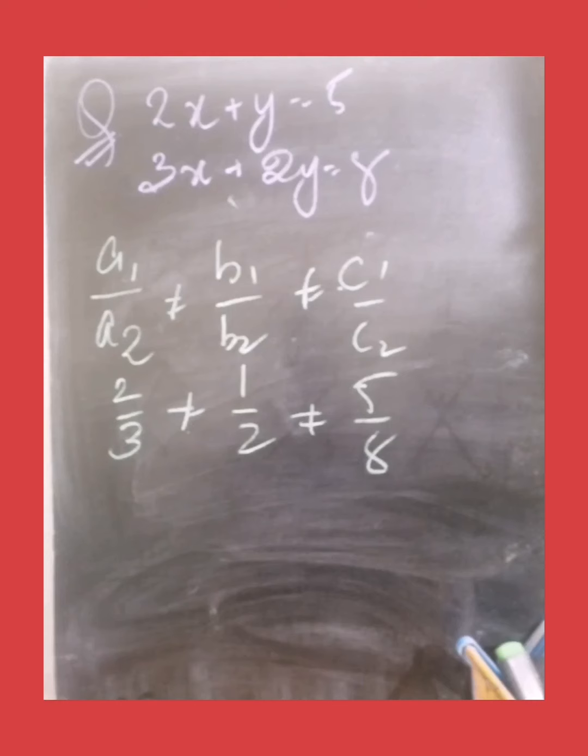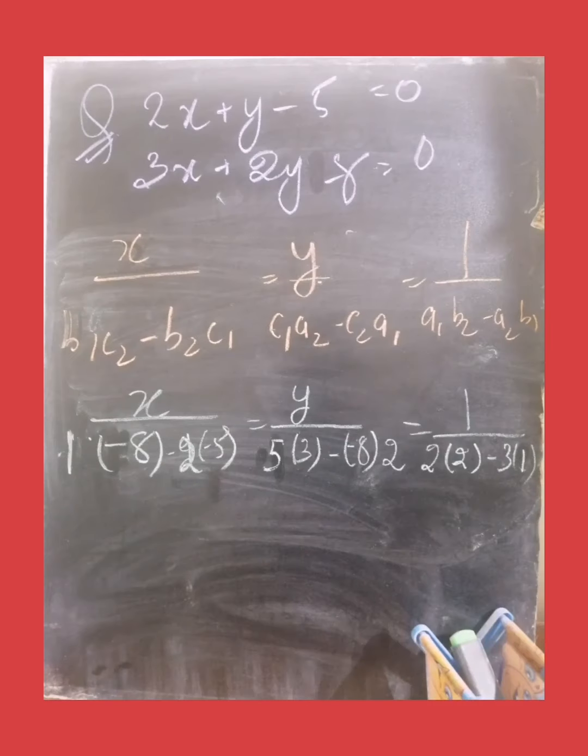It should be consistent. So here I have used the algebraic condition a1 upon a2 is not equal to b1 upon b2, so the lines are intersecting. So we can use the cross multiplication method here. The cross multiplication method is x upon (b1c2 - b2c1) = y upon (c1a2 - c2a1) = 1 upon (a1b2 - a2b1).